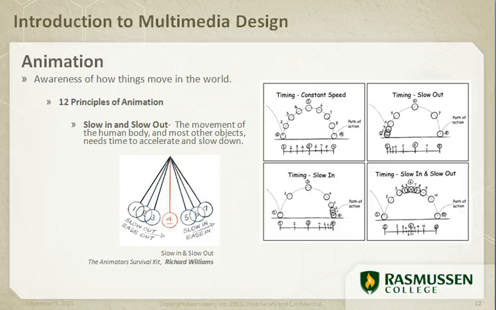The next principle is slow in and slow out. The movement of the human body and most other objects needs time to accelerate and slow down. For this reason, animation looks more realistic if it has more drawings near the beginning and the end of an action, emphasizing the extreme poses, and fewer in the middle, as you can see here in this simple example of a sphere moving on an arc here, or as seen here. Slow out, slow in and out.